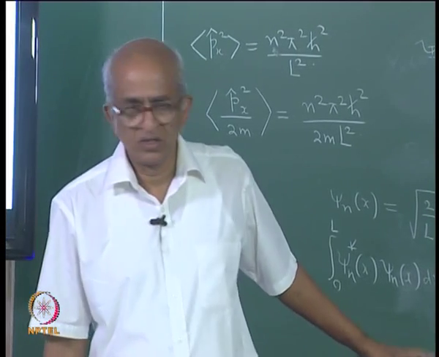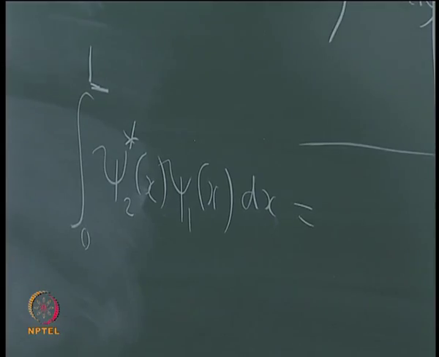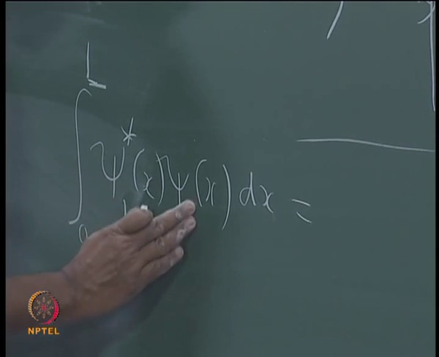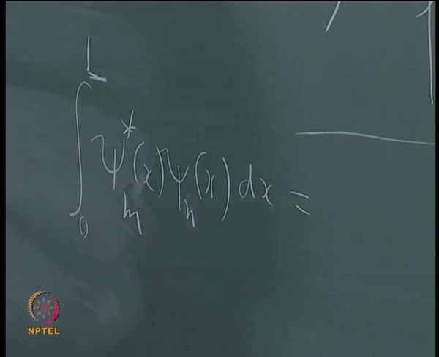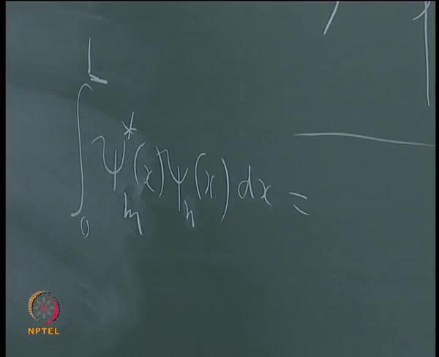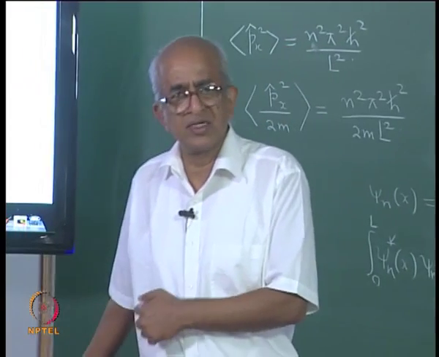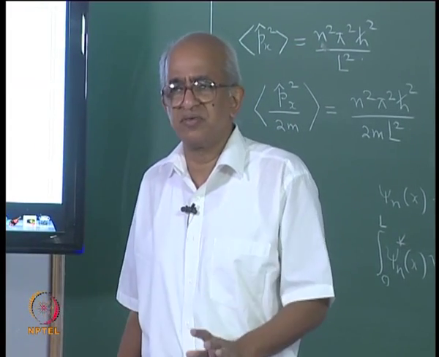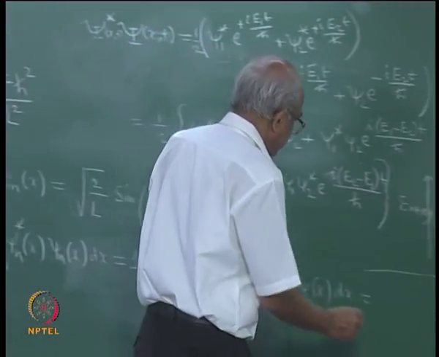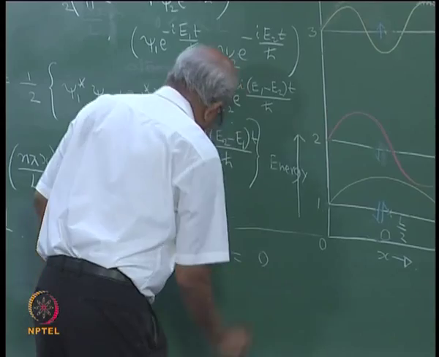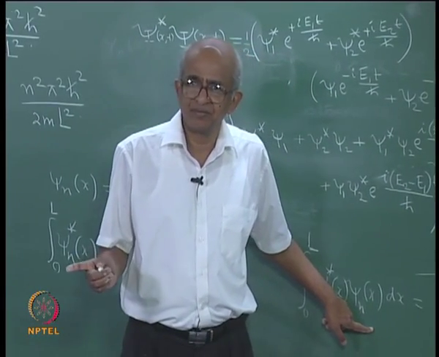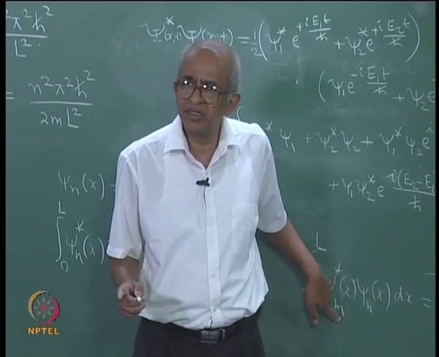There is no speciality as far as 2 and 1 are concerned. You can take the mth state function, multiply it by the nth one. As long as m is not equal to n, these are simple functions, the integrals are not very difficult to perform, and if you perform that, you will find that this integral is always 0 as long as m and n are different. If m is equal to n, what will happen? The answer will be 1.